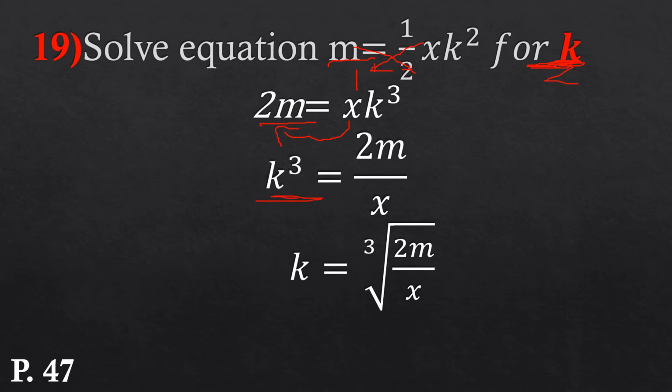So k must be alone, without a power, without a plus or minus, and without any number or any variable. So that means we found the value of k. Okay, so k equals the third radical of 2m over x. That is the value of k. Okay, so that is the solution for k.